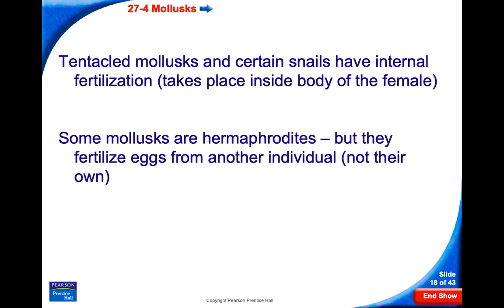Okay, and then you also have some mollusks that are hermaphrodites. Now, remember, with hermaphrodites, that doesn't necessarily mean that one organism will fertilize its own eggs. In fact, pretty much all the time, it's just that these mollusks have both male and female parts. So if you were to have two individuals mate with each other, they would just be able to fertilize each other's eggs. They don't ever fertilize their own. They still need another set of genetic material that comes from another individual.